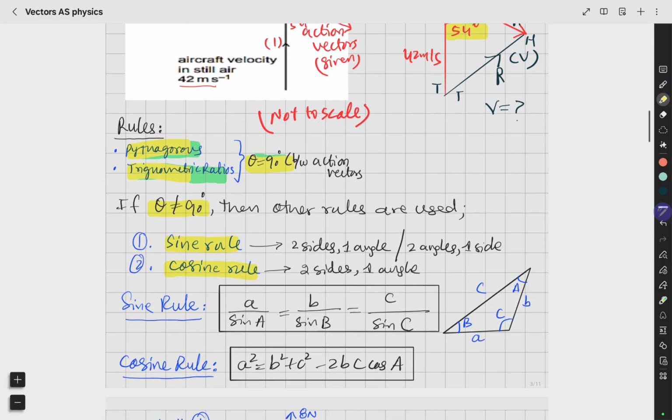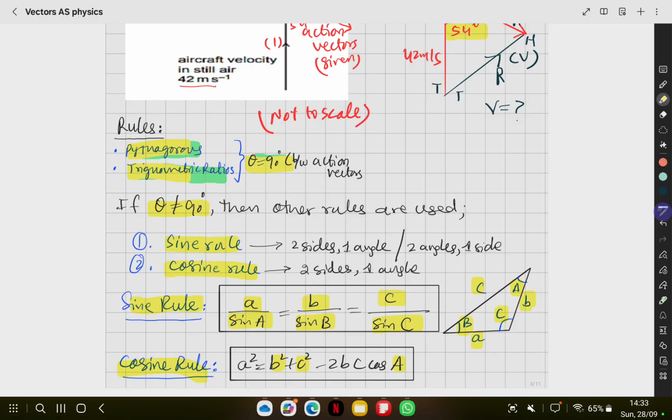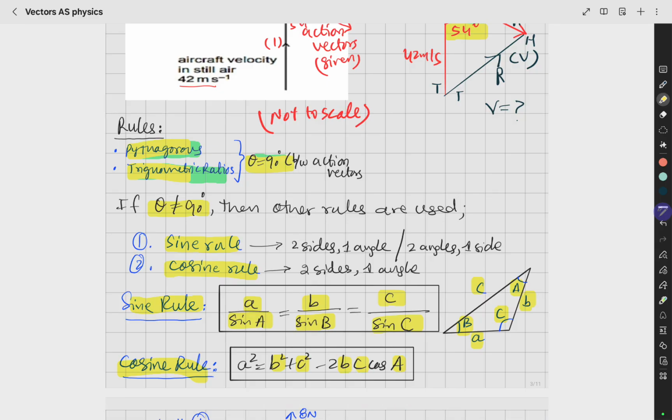So what are the sine rule and cosine rule? This is the sine rule: a over sine A equals b over sine B equals c over sine C, where a, b, c small letters are the sides and capital A, B, C are the opposite angles. Like opposite to small a is capital A, opposite to small b is capital B, opposite to small c is capital C. And the cosine rule: a squared is b squared plus c squared minus 2bc cos A. B and c are the known sides, and this A is the angle between b and c.